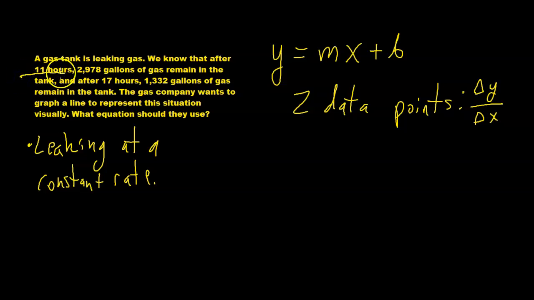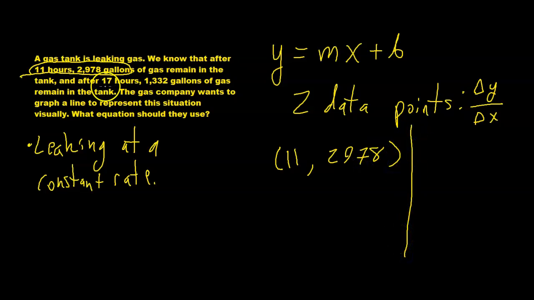We know that after 11 hours, 2,978 gallons of gas remain in the tank. So one data point is 11, comma, 2,978, right? And we also know that after 17 hours, 1,332 gallons of gas remain in the tank. So another data point is 17, comma, 1,332. That's one point where the input is 17 and the output is 1,332, right?